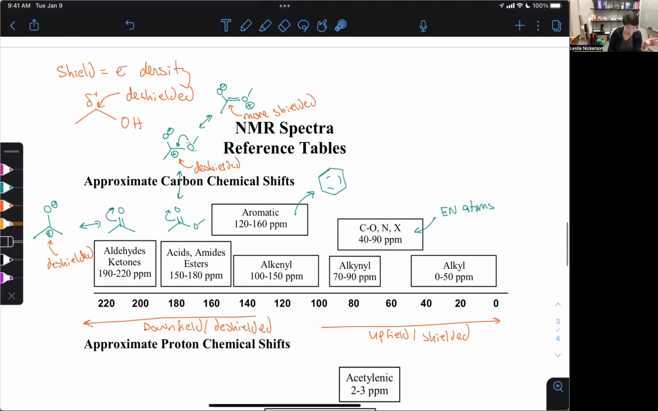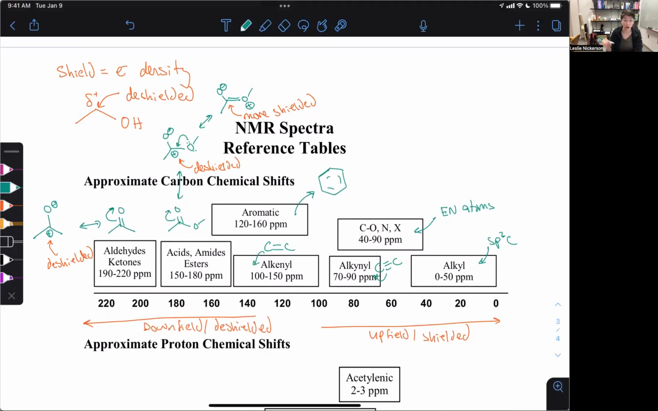Just in terms of names, so that we're clear, the alkene is going to be the carbons in an alkene. The alkyne, remember, is our triple bond, so those are your alkyne carbons. And then alkyl is just any of your sp3 carbons.